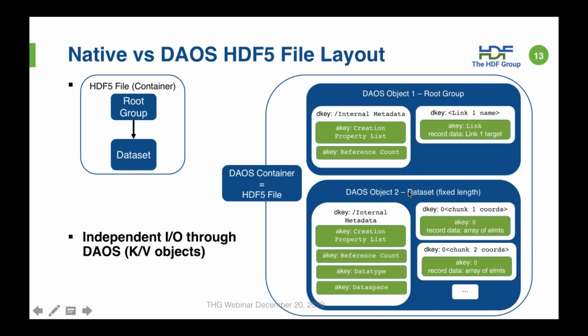And the same for HDF5 data sets. You can see here we have some key value pairs for the data set creation property list, the reference count for the data set, and then the data type and data space. And then for chunk data sets in particular, there are several key value pairs for each individual chunk, where the key is the chunk's coordinates, and then the value is the record data for the chunk.